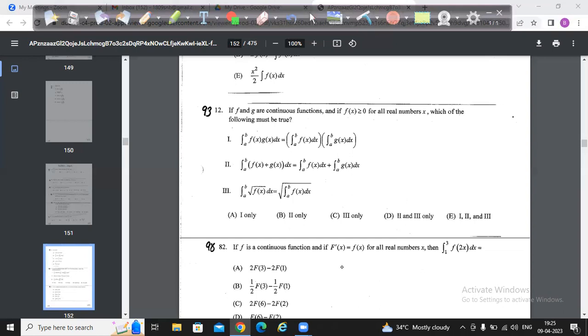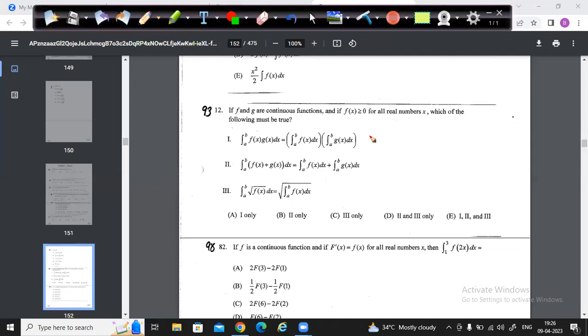So if I take this question, when I'm trying to find this, I can easily prove this statement is wrong. 100% I can prove it. Take any constant function like f of x is 2, g of x is 2.